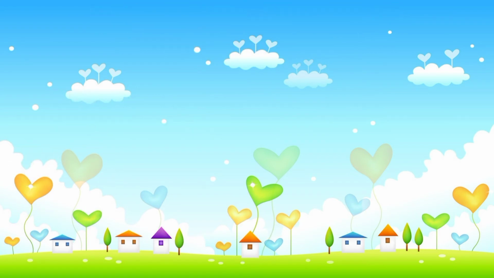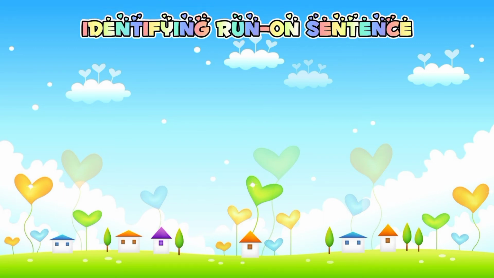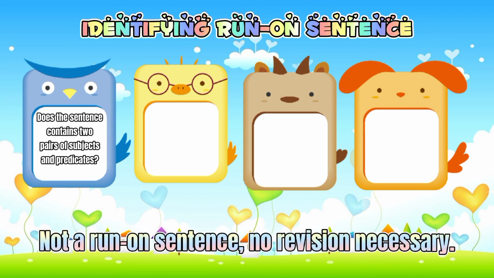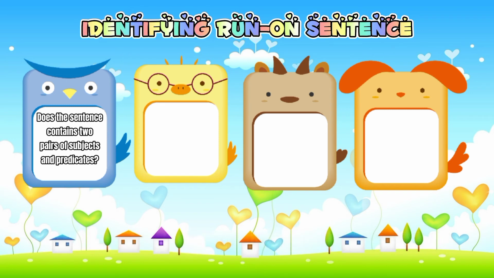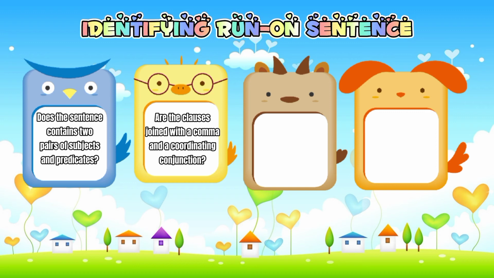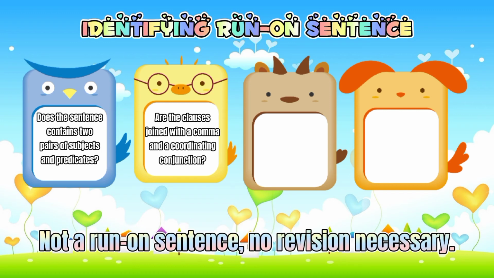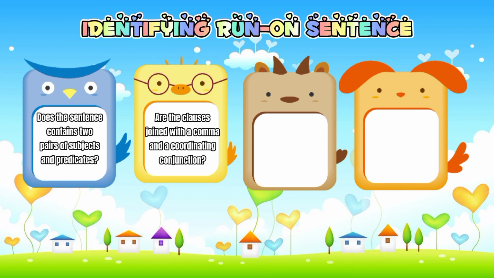Applying what we have learned a while ago, let us identify a run-on sentence beginning with a question. Does the sentence contain two pairs of subjects and predicates? If the answer is no, then it's not a run-on sentence. No need for revision, but if it is yes, then we'll go on to the next question. Are the clauses joined with a comma and coordinating conjunction? If yes, then it's not a run-on sentence. No revision necessary, but if no, we'll proceed to another question.